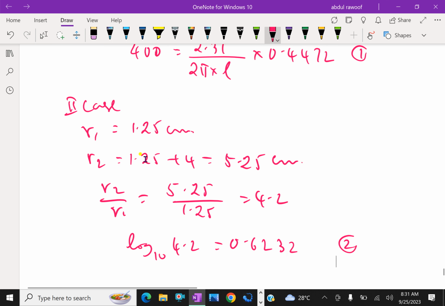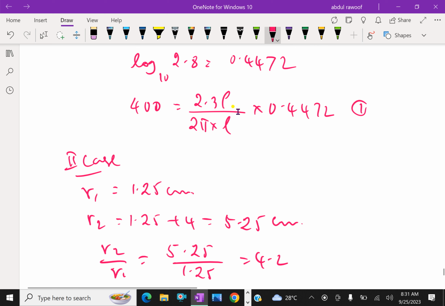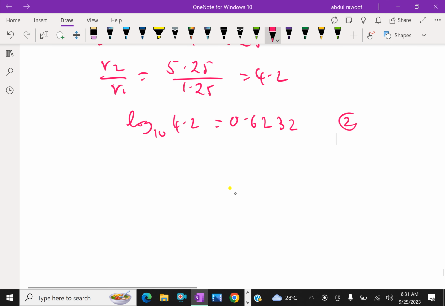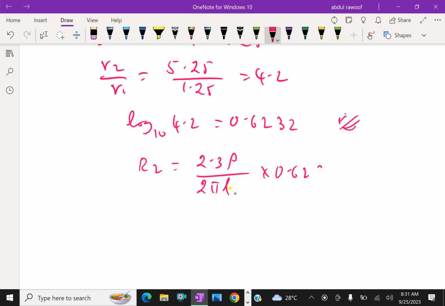Now look at this. Equation 1 says 400 is equal to this much. Therefore, we have to get R for the second case. Then R equals 2.3 rho over 2 pi L into 0.6232. Let it be equation 2.